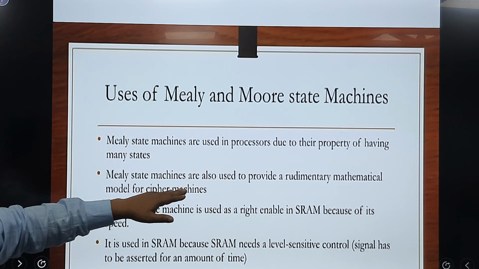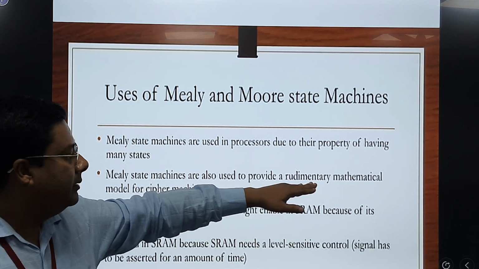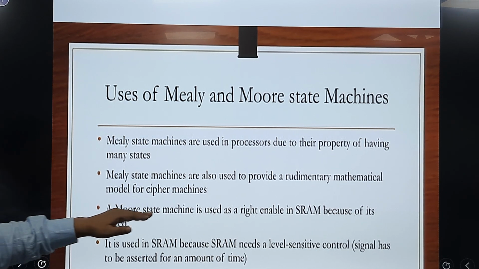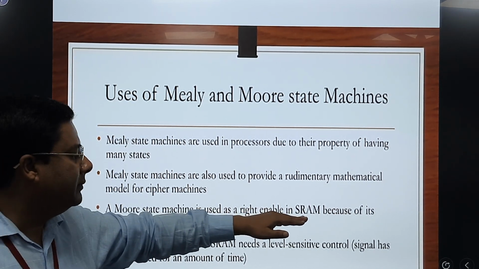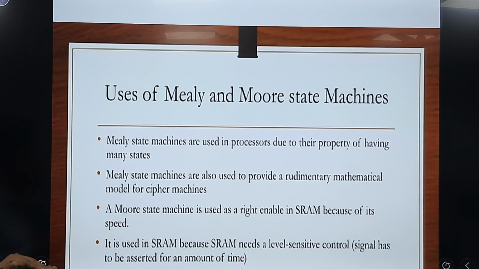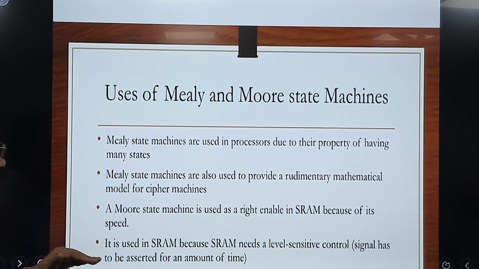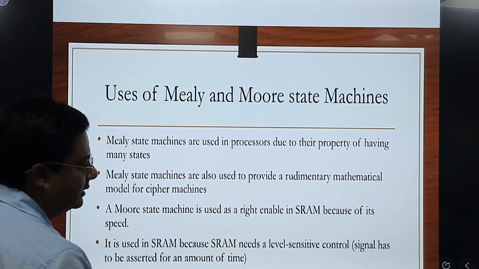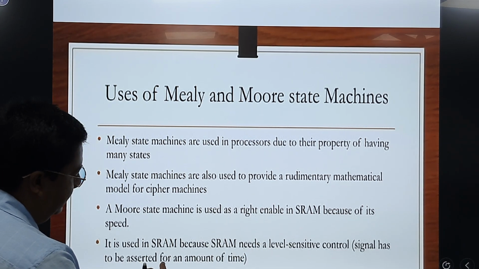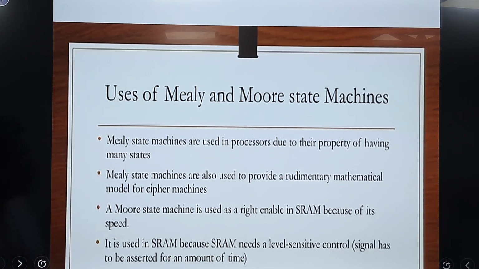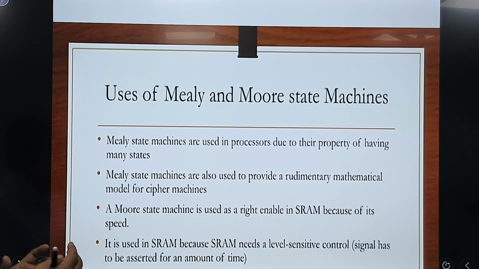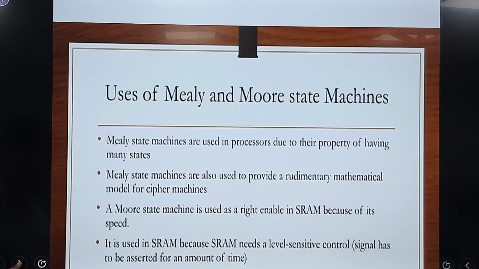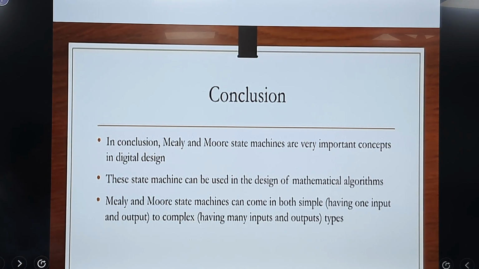Mealy state machines are also used to provide a rudimentary mathematical model for cipher machines. A Moore state machine is used to enable SRAM because of its speed. We are using the extra speed in this. That's why we are using this Moore machine. SRAM needs a level sensitive control signal to be asserted for an amount of time. Because we need this faster speed in the SRAM, that's why we are using this machine model.